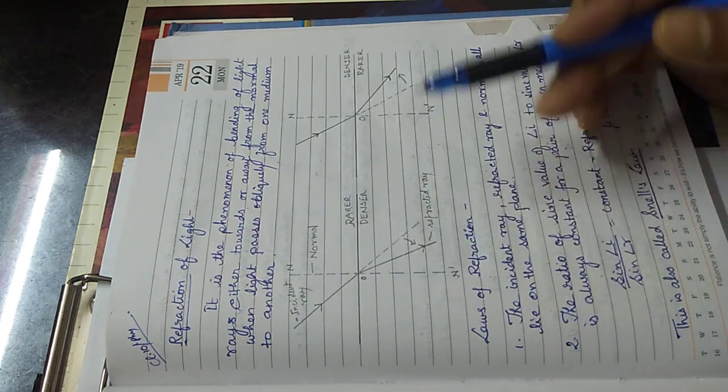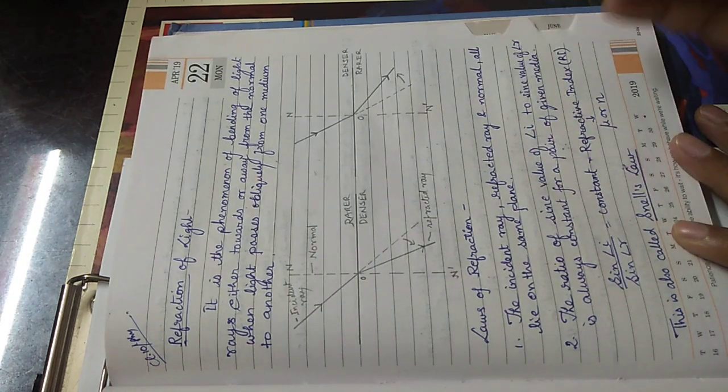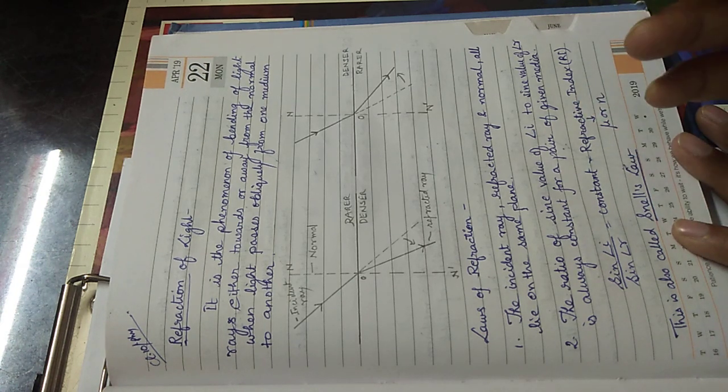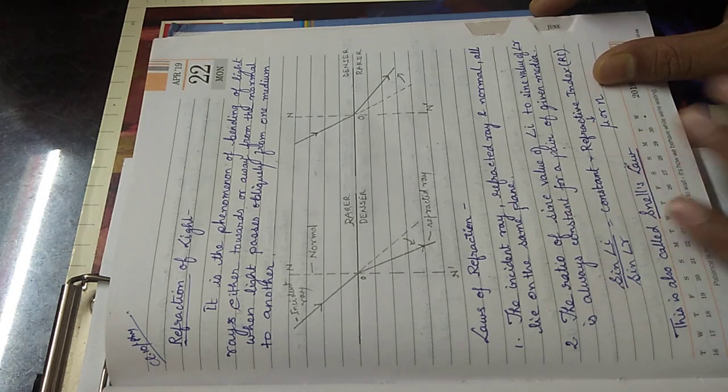Okay. And both the media should have different optical density. Optical density is slightly different from the normal material density. Optical density gives us an idea about the bending capacity of a medium, how much they can bend the light.